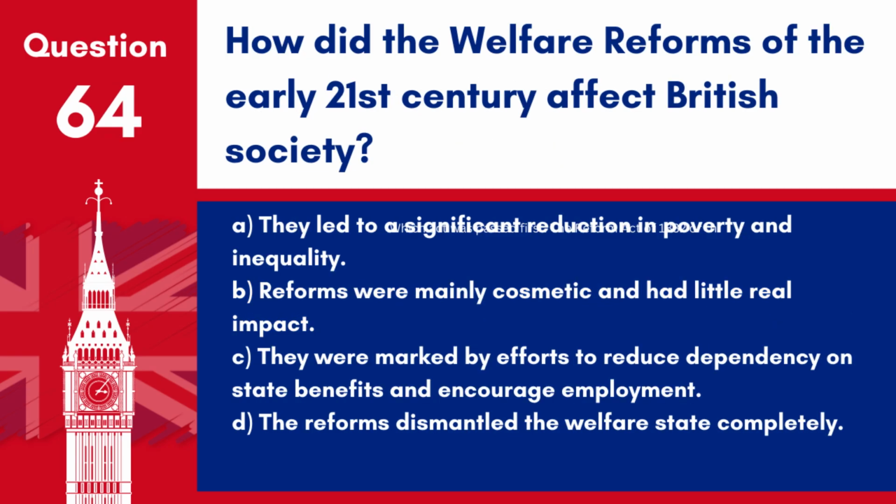Question 64. How did the welfare reforms of the early 21st century affect British society? A. They led to a significant reduction in poverty and inequality. B. Reforms were mainly cosmetic and had little real impact. C. They were marked by efforts to reduce dependency on state benefits and encourage employment. D. The reforms dismantled the welfare state completely.